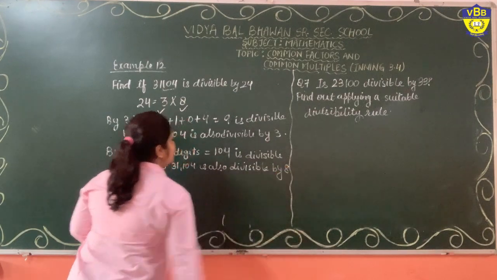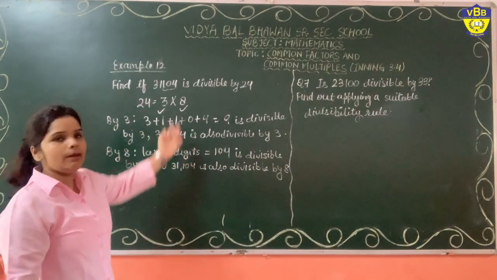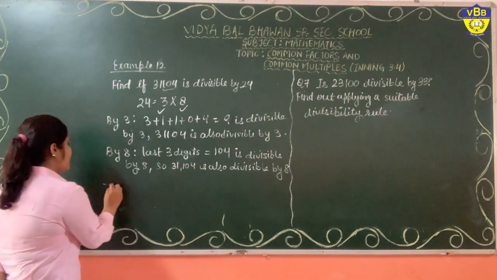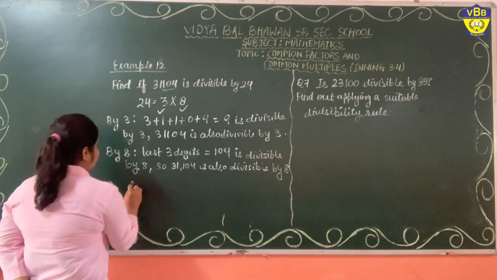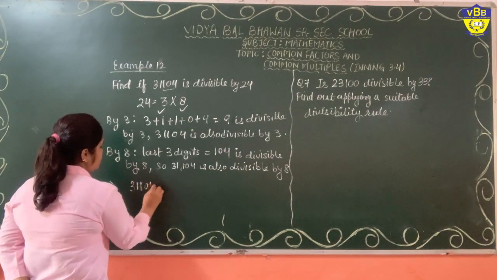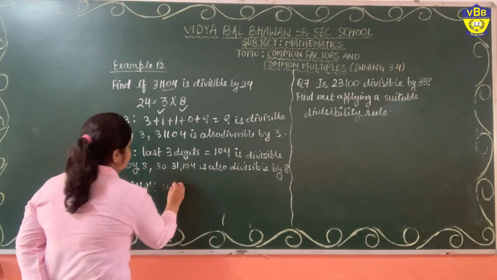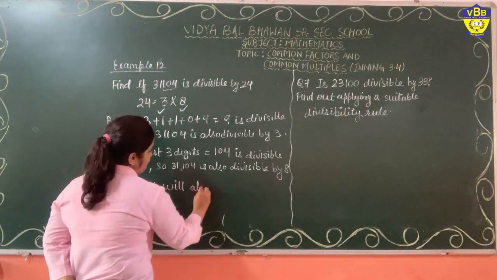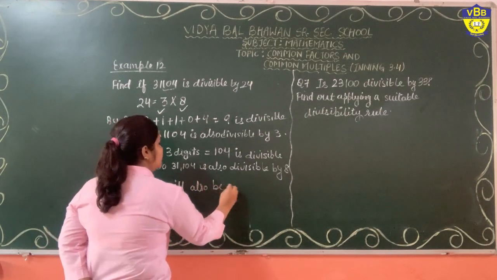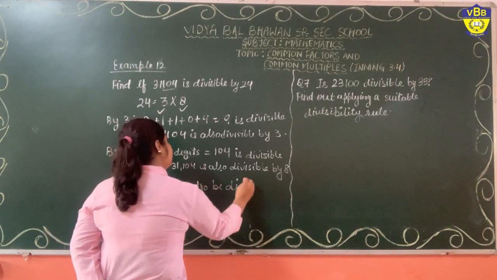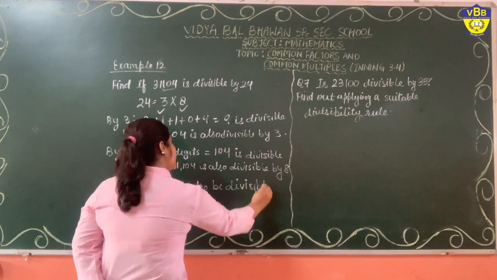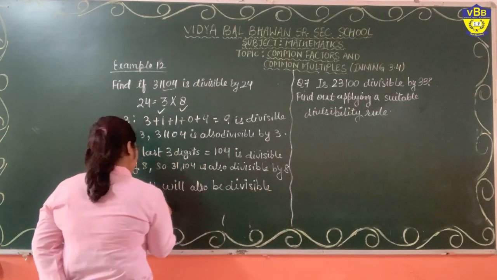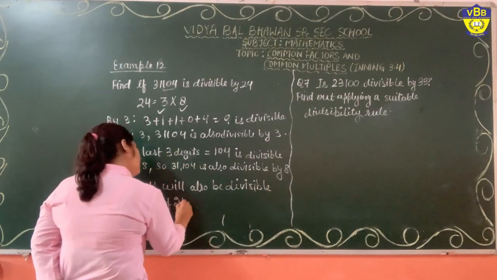The given number is divisible by both the numbers 3 and 8, which implies that 31104 will also be divisible by 24.